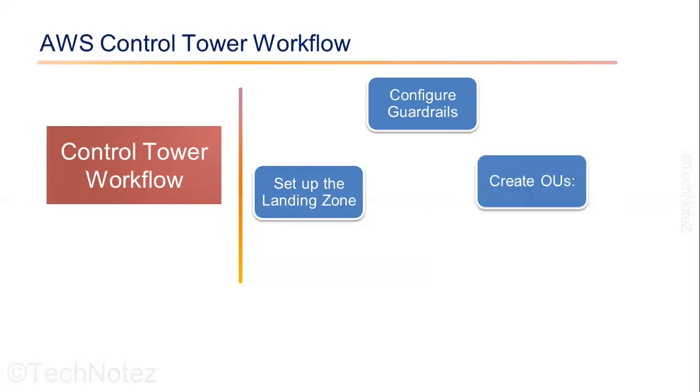Create OUs. OUs are created to group the accounts together based on business needs. Policies and settings can be applied to an OU to ensure consistent governance across accounts. Provision resources. Blueprints are used to provision and configure the resources within an account. These resources are deployed in a secure and compliant manner as defined by the guardrails and policies.